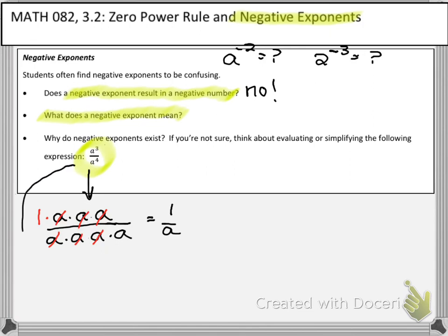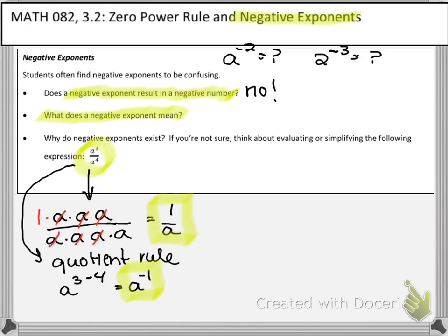Let's suppose I had approached this slightly differently, and I had thought to use the quotient rule. Remember, the quotient rule, generally speaking, saves you time. Instead of going through all that silliness, I can just subtract my exponents. Well, that's interesting. When I subtract 3 minus 4, I get this negative number. But up here, I didn't get a negative number. I got 1 over a.